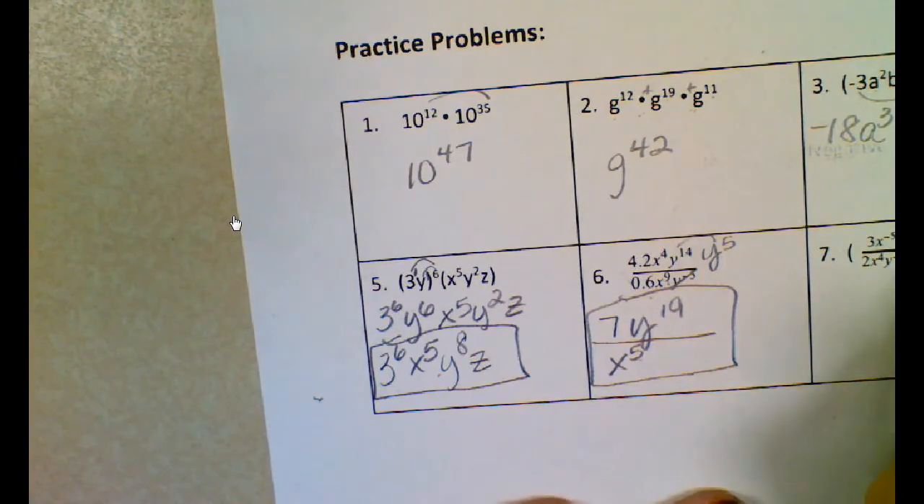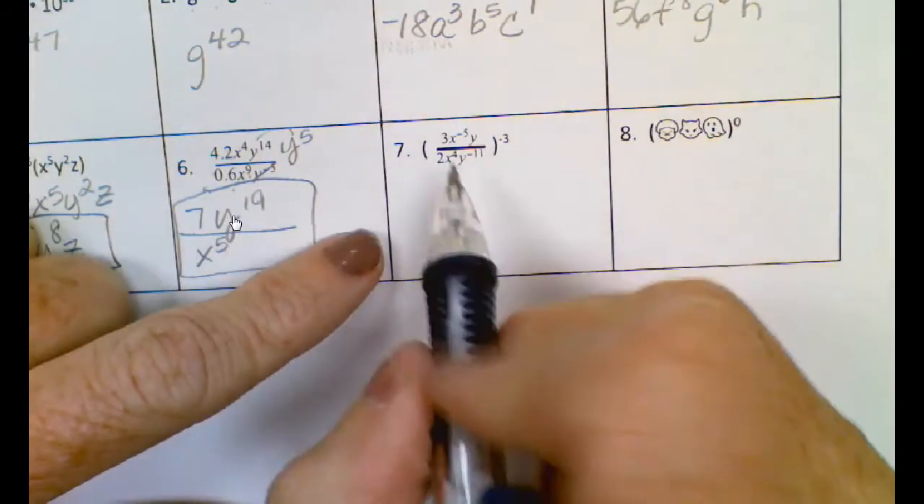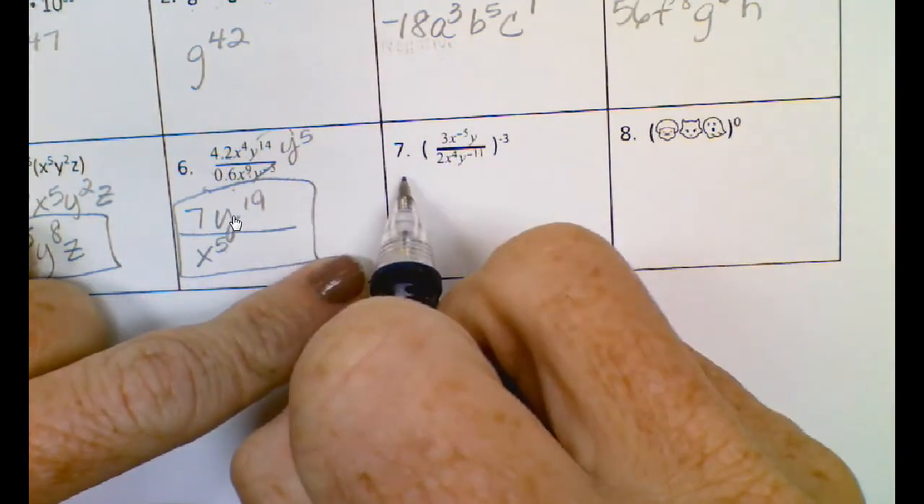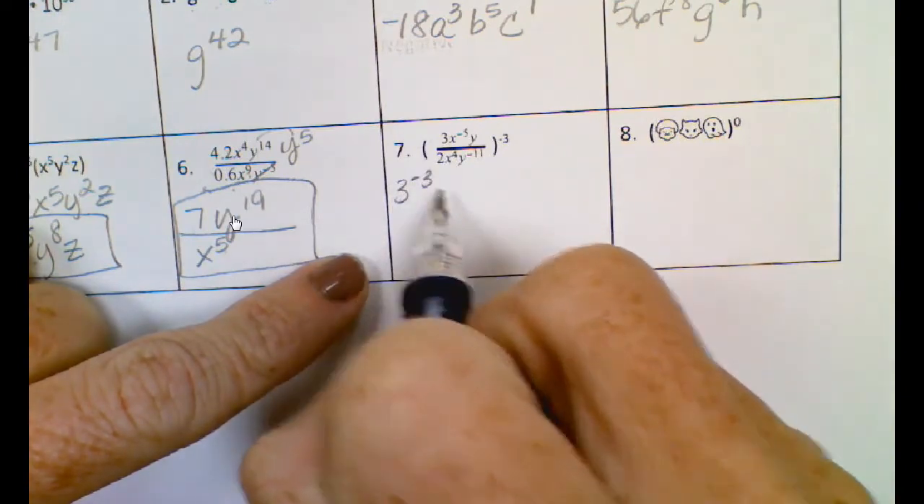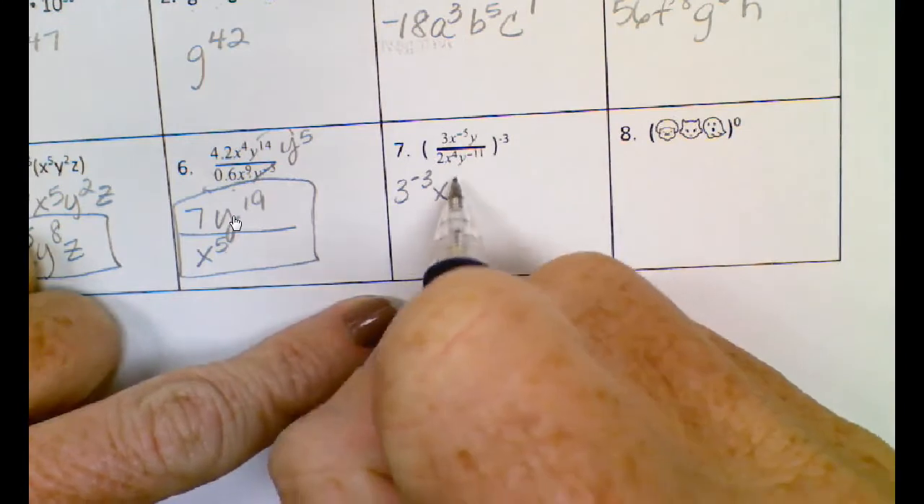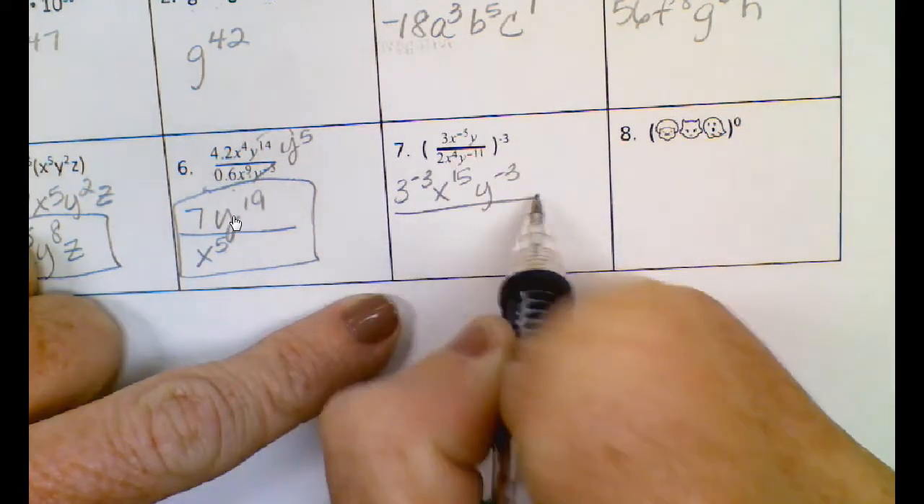Okay, here that's a negative 3 on number 7. I know it's kind of hard to see. So I'm going to raise all of my powers first, because that will actually help simplify a little bit. So I would have 3 to the negative 3. X, negative 5 times negative 3, that's a power, so I need to multiply, would be x to the 15th, and y to the negative 3rd.